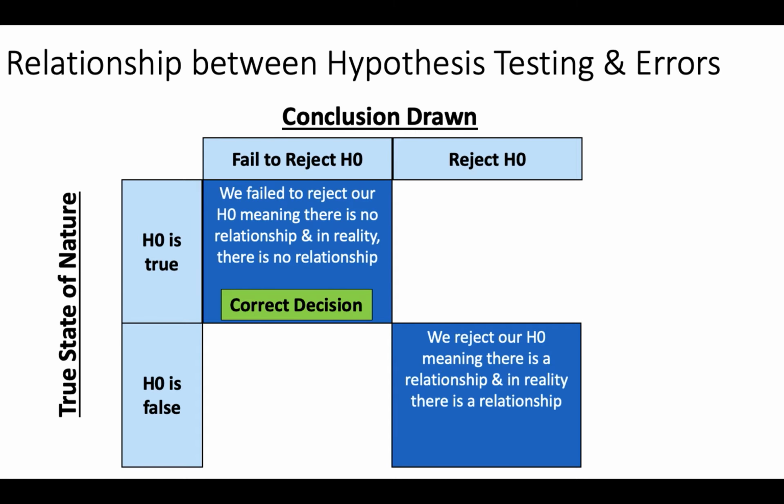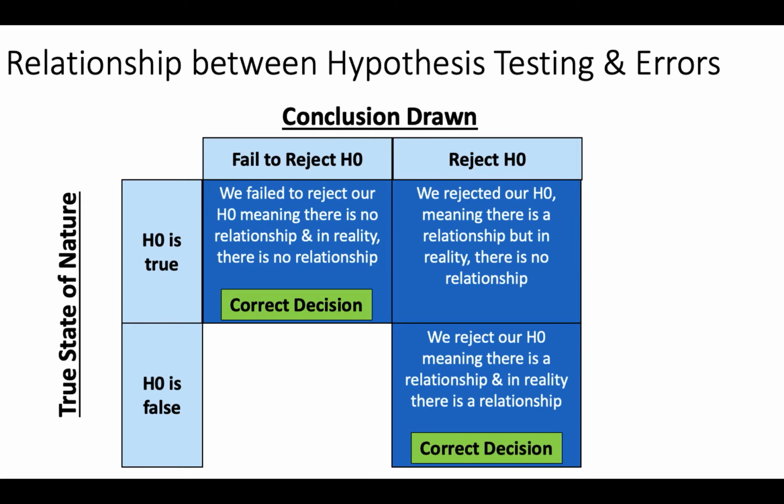Now, the same can be said for when we reject our null hypothesis, stating that there is a relationship, and in reality, there is a relationship. Again, we've made the correct decision here. We've rejected our null hypothesis. We're supporting our alternative hypothesis by saying there is a relationship somewhere. And the true state of nature is that the null hypothesis is false and there is a true relationship. Okay, so these are the 2 correct decisions that you can make at the end of your research study.